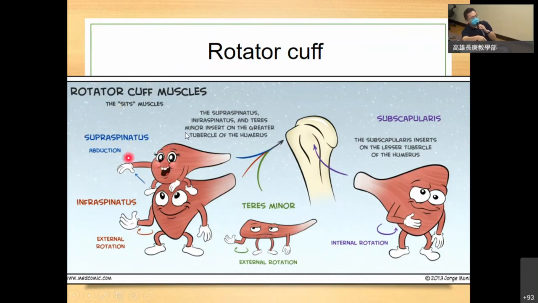So the most commonly injured in the rotator cuff is the supraspinatus, because in clinical practice we usually see patients complaining, doctor, I cannot raise my hand or my arm because it's weak or painful. So usually it's the supraspinatus muscle that is injured. Okay, so you should remember the four muscles in the rotator cuff and remember which muscle performs which motion.